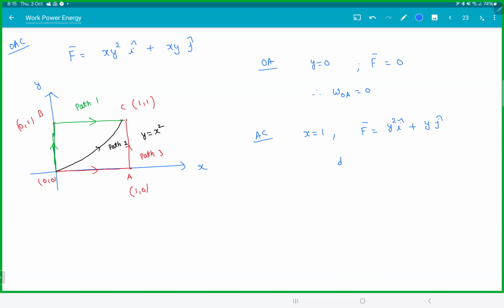And what about the displacement? The dr bar is dx i cap plus dy j cap, but dx is 0. This is 0 because x is constant. So this is only dy j cap. That means when you calculate work done from A to C, integral f bar dot dr bar, only the j components matter. That would be integral y dy. Y goes from 0 to 1. This is 1 joule. Therefore, work done for OAC is 1 joule. Check. No, y square by 2, so half joule.